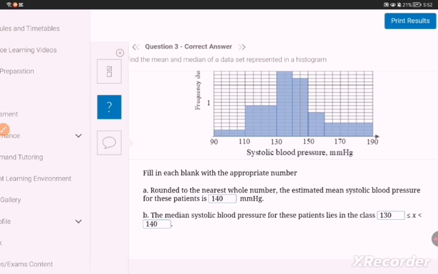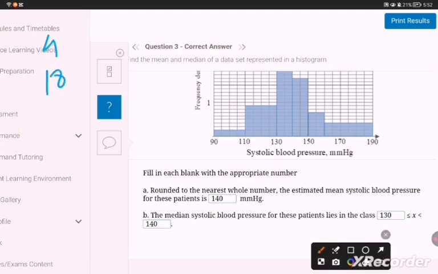Now they asked for median for part B. Now, you know that your frequencies from part A were 4, 18, 22, 17, 7, and 12.